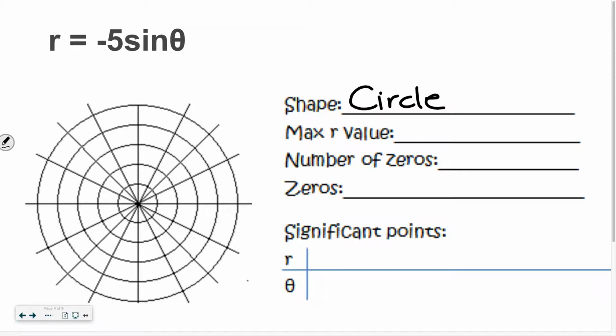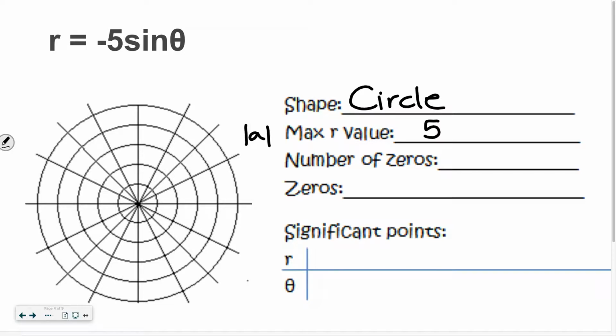Because it's sine, you know it has vertical symmetry. And because it's negative, you know that it goes below the horizontal axis. To get the max r value, just take the absolute value of your a, whatever's in front of your sine or cosine. So what would be our max r value here? 5.